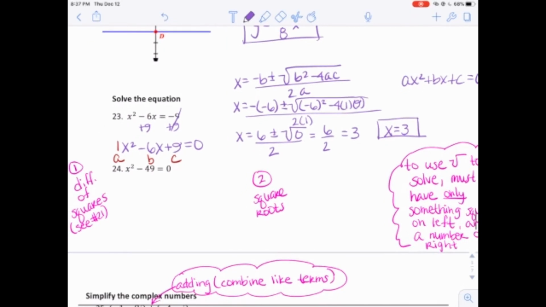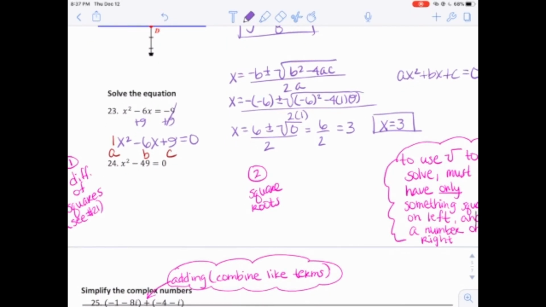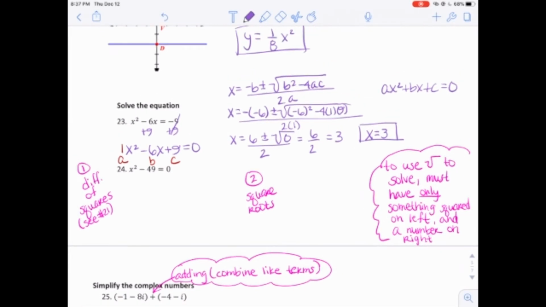All right, number 24 is kind of unique. It could be solved with any of the 5 methods that we've learned this 6 weeks. I'm going to show you 2 of them. I'm going to show you difference of squares one more time, but then I'm also going to show you square roots. A reminder over here in the corner, if you're going to use square roots to solve, you must have only something squared on the left and a number on the right.